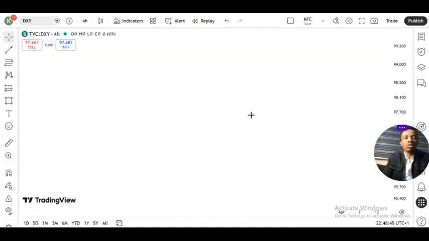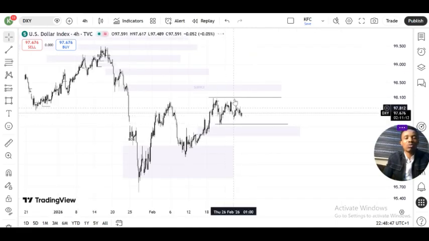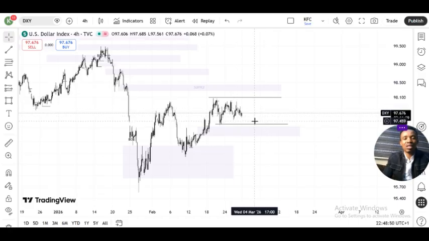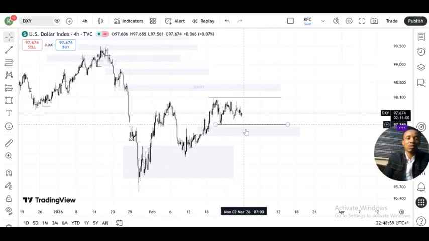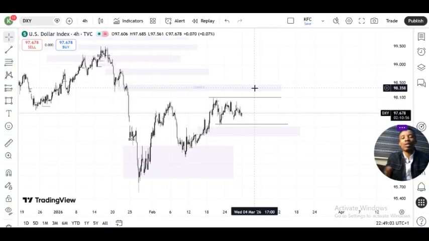For me personally, I would prefer that the dollar index breaks out of this range before I decide on the exact direction, because right now it's very manipulative and very deceptive. So we're going to pay close attention to what price is going to do here. It either breaks on the downside or it breaks on the upside. Whatever it does will let us know.